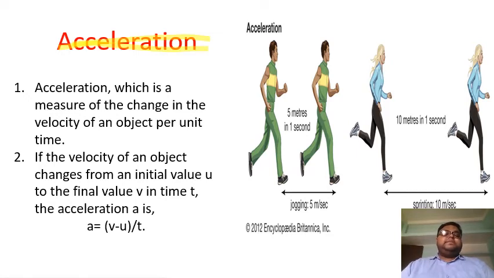So acceleration is the measure of the change of velocity per unit time. Now suppose the velocity of an object is u and it changes to v. Then what will be the acceleration here, students? It will be v, the final value of velocity, minus u, the initial value of velocity, divided by the time. So that will be equal to the acceleration. Okay, students, right? So now let's proceed.